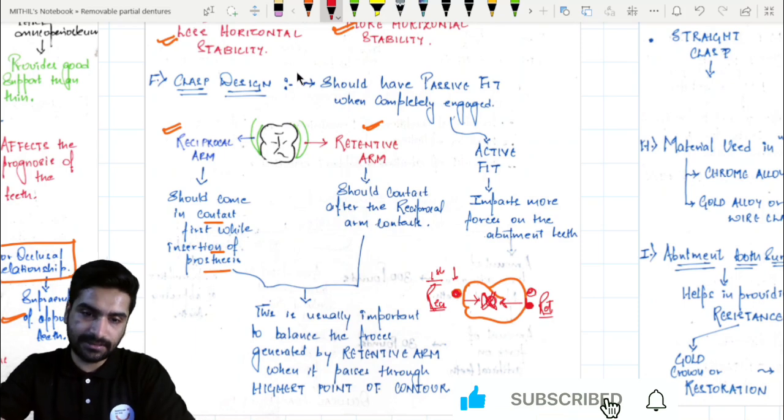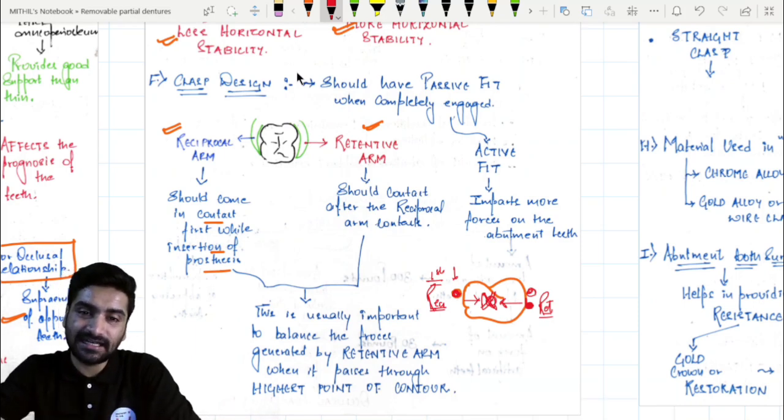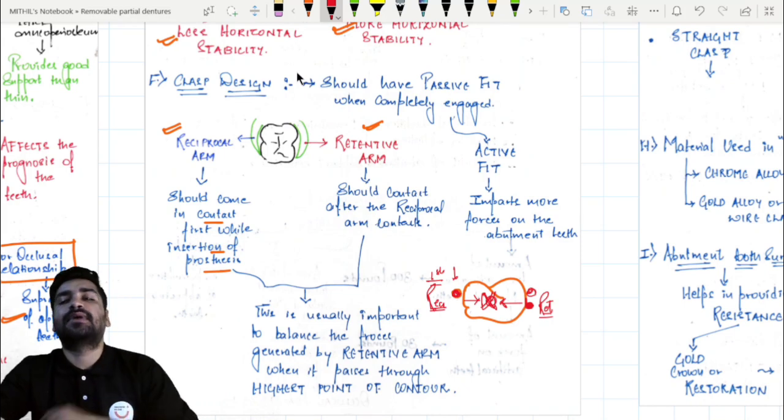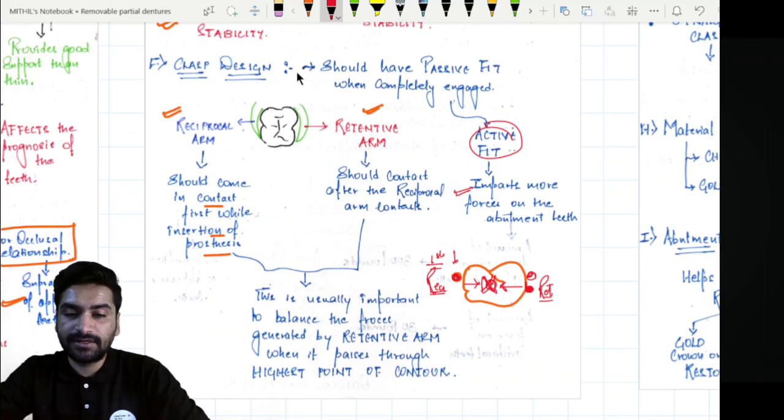That is the whole concept. So that is why it is important to design the clasp assembly in such a manner. If there is more active fit, obviously it is going to impart more forces on the abutment teeth.